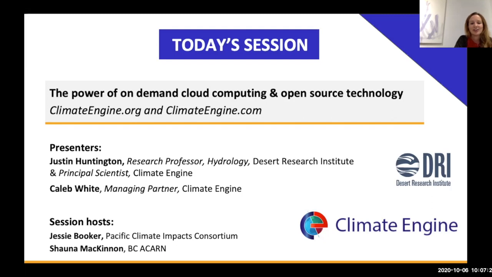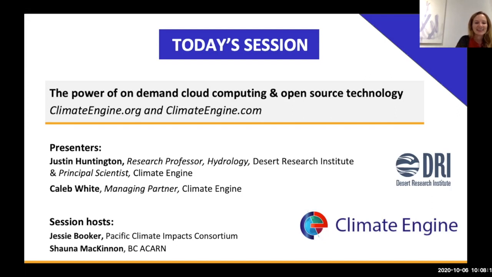Our presenters are Justin Huntington, who's a research professor in hydrology at the Desert Research Institute in Nevada. He's also the principal scientist for Climate Engine. Justin's background is in hydrology, evapotranspiration, irrigation, drought, hydrological modeling, all things that are really important in this climate change and agriculture space. And one of his key focuses in his applied work is looking at how to use new Earth observations and computer capabilities and modeling to better support research. So welcome, Justin. We're very happy to have you.